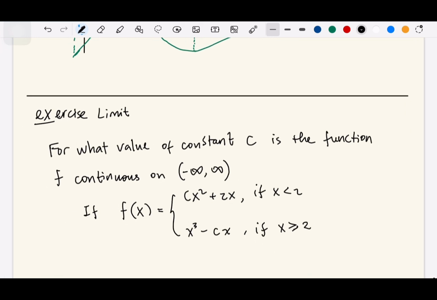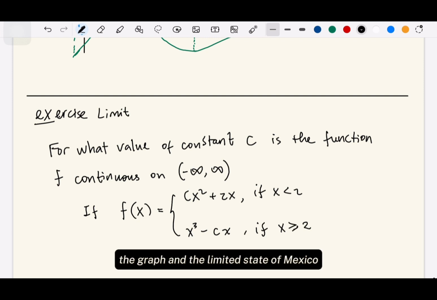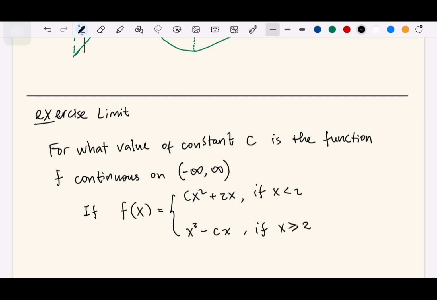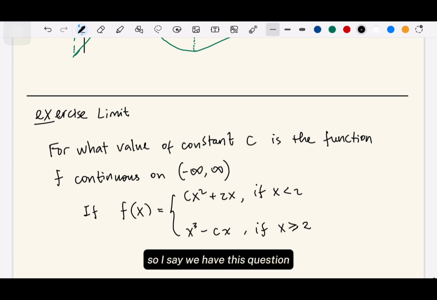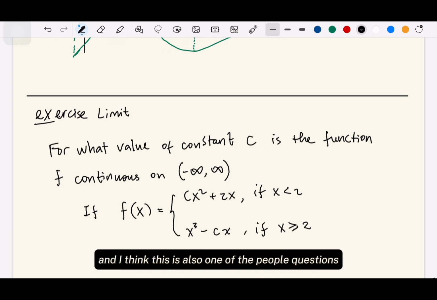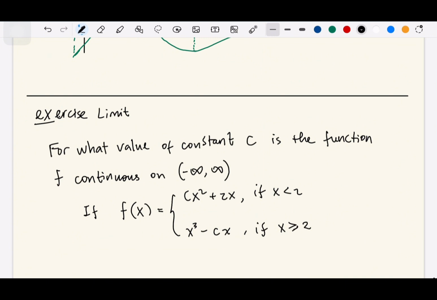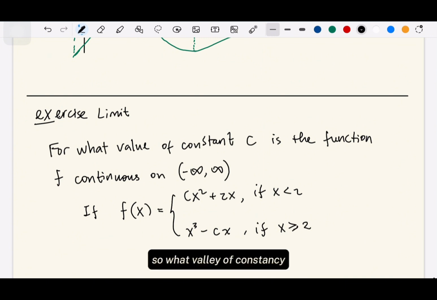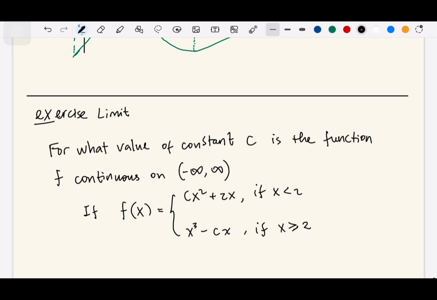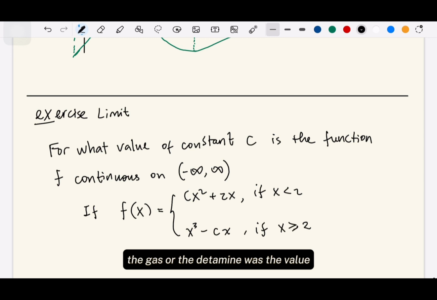We're continuing the graph and the limit and derivative next week, or maybe after the quiz. So quiz 1 hour, class 1 hour. Let's say we have this question, and I think this is one of the typical questions. What value of constant C? We need to determine the value so that the function is continuous everywhere.